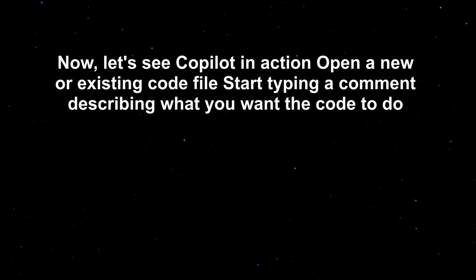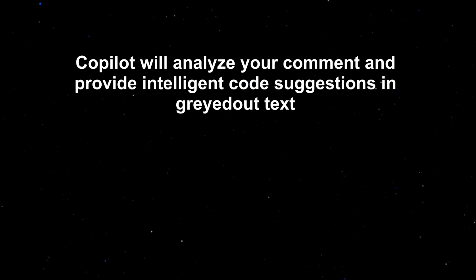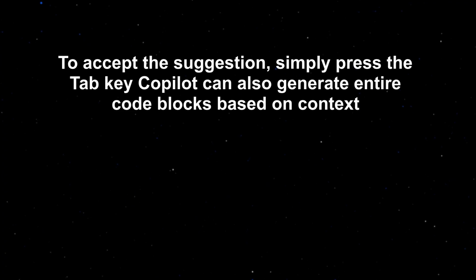Now, let's see Copilot in action. Open a new or existing code file. Start typing a comment describing what you want the code to do. Copilot will analyze your comment and provide intelligent code suggestions in grayed out text. To accept the suggestion, simply press the Tab key.